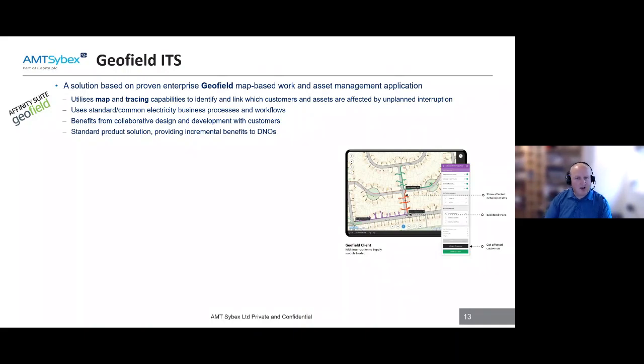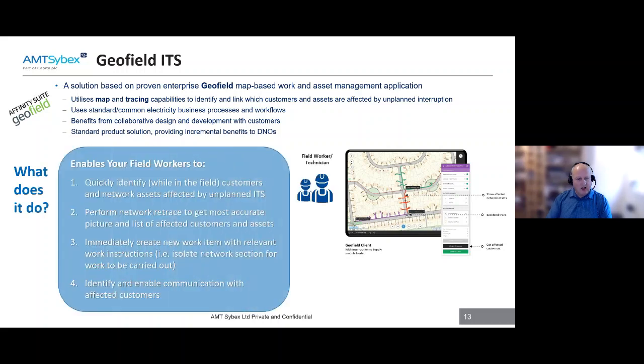So yes, as Robin was stating, the Geofield Interruption to Supply module is an automation tool that we've developed to help the field engineer understand the network, both under fault conditions and potentially also for pre-planned maintenance work. It quickly identifies isolation points so that we can isolate the network and identify the directly affected customers that will be affected by the fault condition.